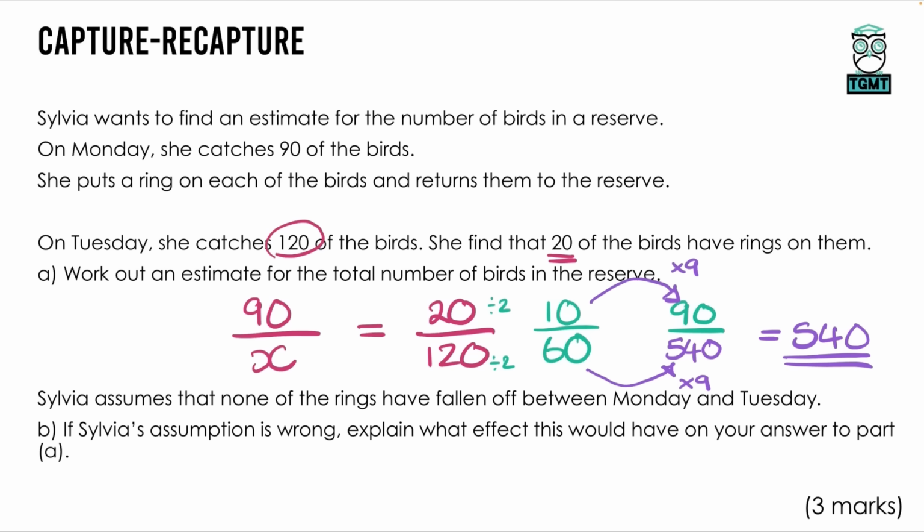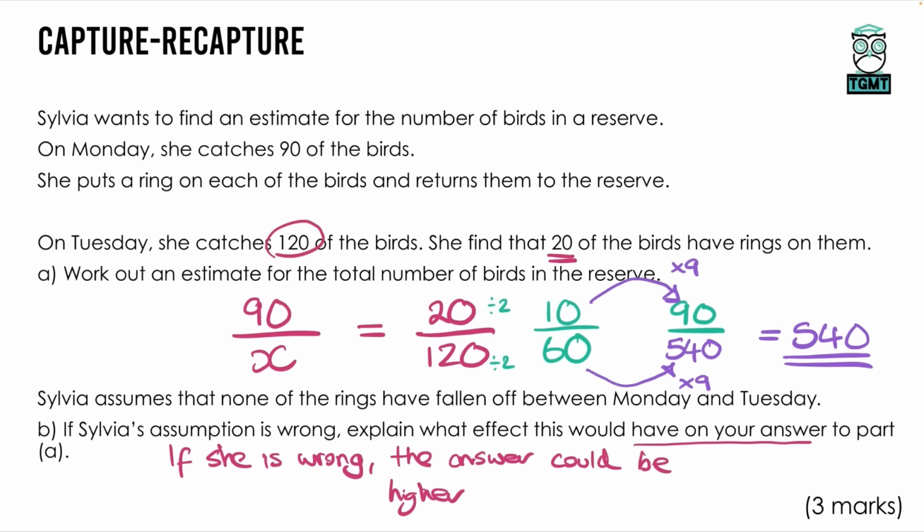But it says here in part B, if Sylvia's assumption is wrong, explain what effect this would have on your answer to part A. Well, if she is wrong, and we might want to write that, if she is wrong, and we're specifically referring to the answer here, as it says, what effect would it have on your answer? We would say the answer could be higher or lower. And that's absolutely fine for us to just say the answer could be higher or lower. The important part there is for us to say it could be either.